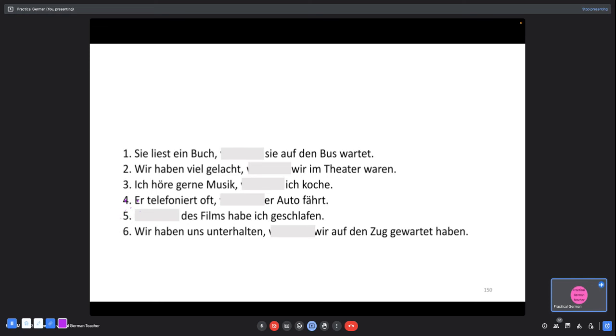Something with CHA, and I cannot see the entire name. Or Elizabeth, yeah, no problem, you can go. Sie liest ein Buch, während sie auf den Bus wartet. Okay, that's correct. Sie liest ein Buch, während sie auf den Bus wartet. You can also use bis over here, right? Until she waits for the bus. Yeah. Continue, please.